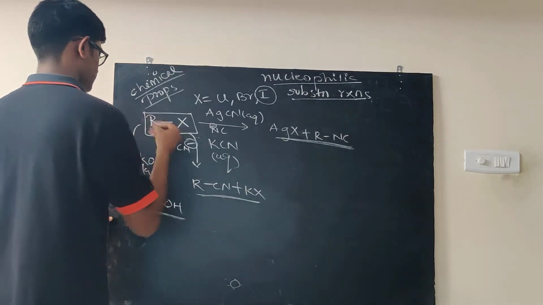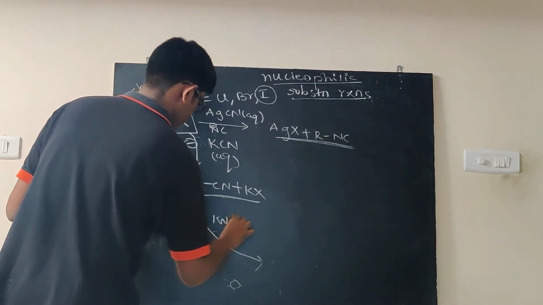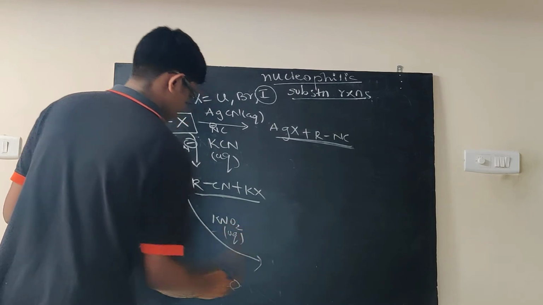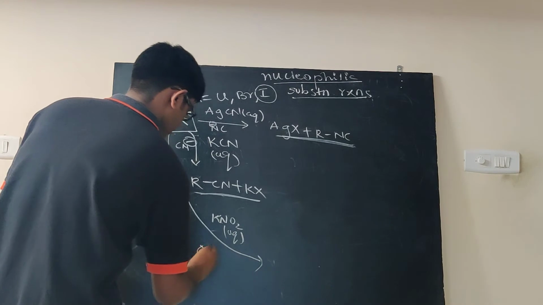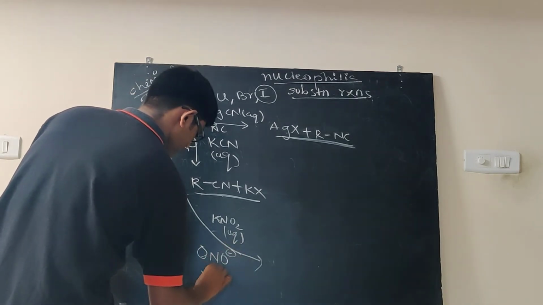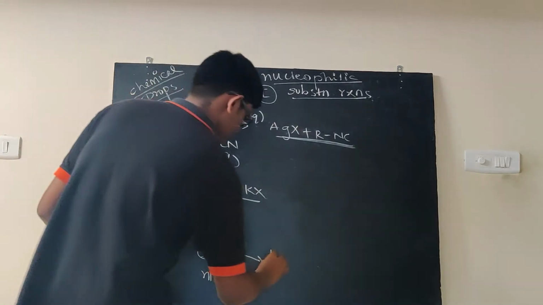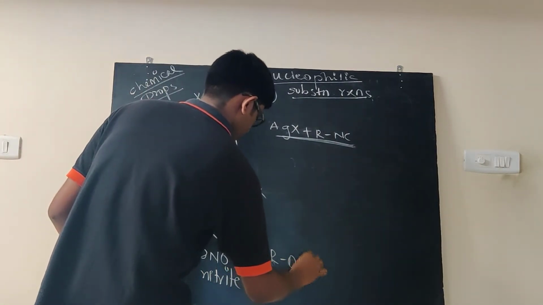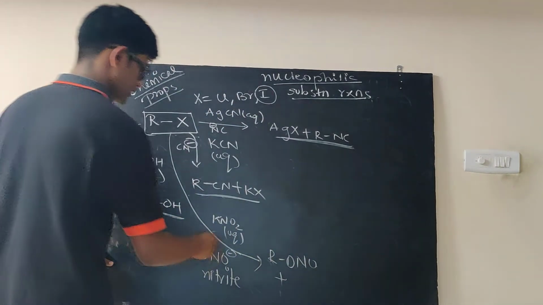So you can take KNO2 aqueous. Your nucleophile is going to be ONO minus. Okay, that basically means it's the nitrite ion. Right? You get RONO plus. You will also get a KX. Right?